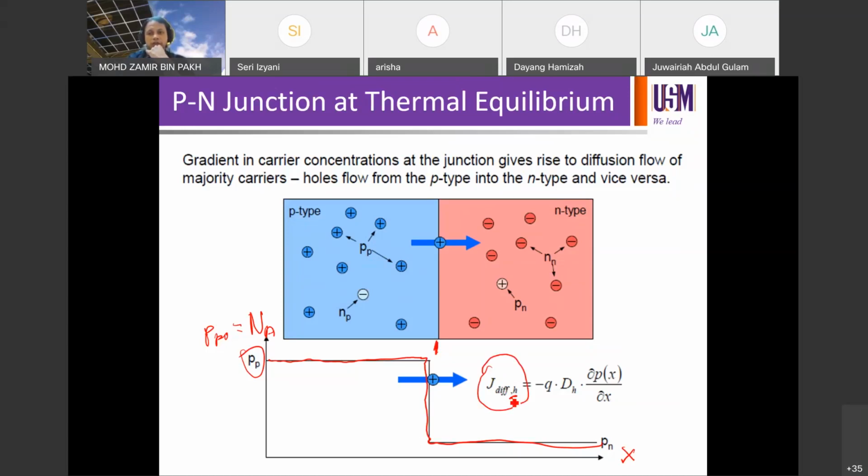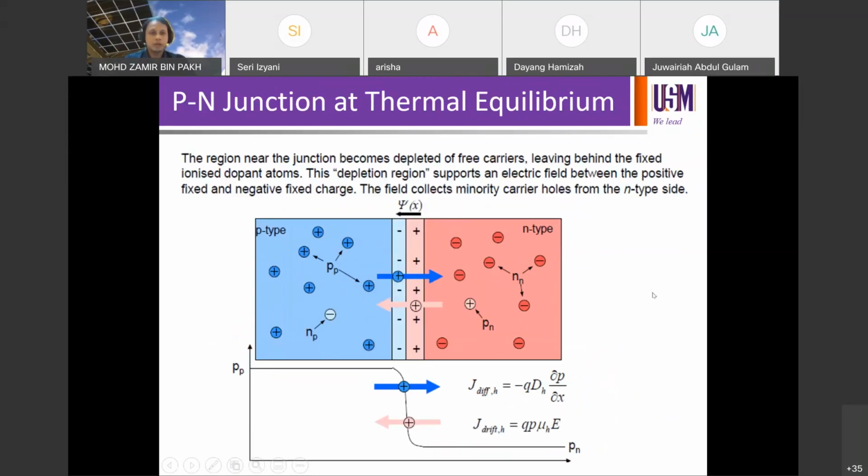Due to the motion of the holes into n-type, we're going to have diffusion current density due to holes. Previously we have learned about the diffusion and drift components that belong to holes and electrons. In this case, it's just the diffusion current density due to the movement of holes into the n-type, right? And that is given by negative q D_h dp/dx, just like our previous equation that we learned in carrier transport phenomena. And the region near the junction becomes depleted of carriers.